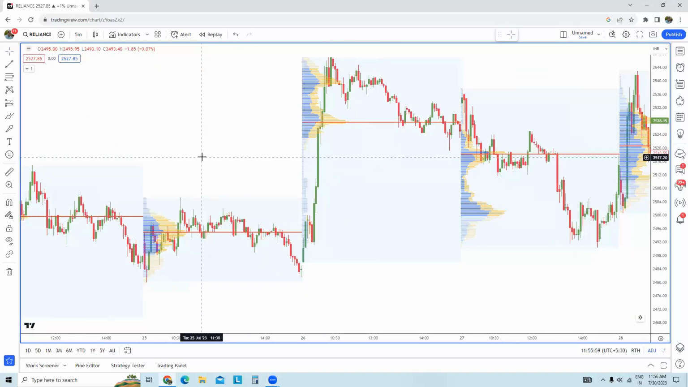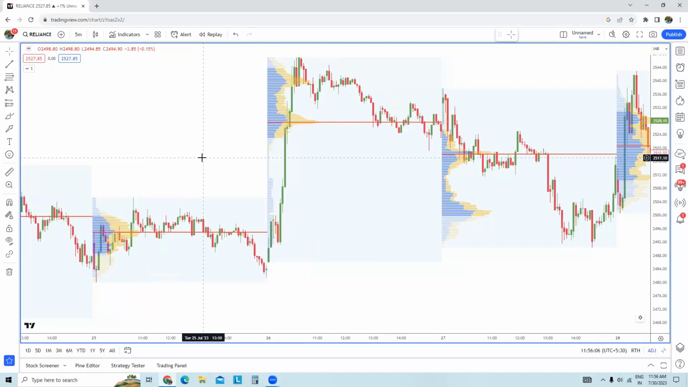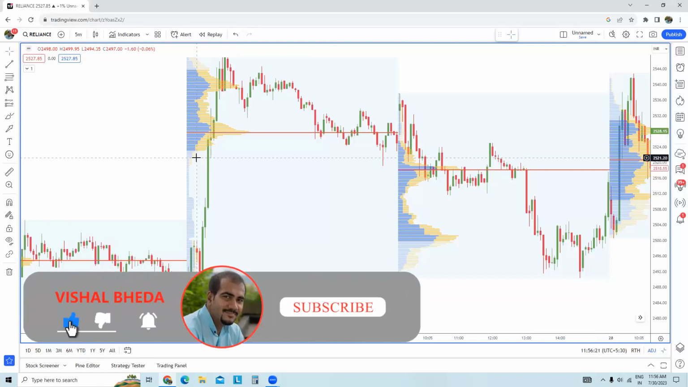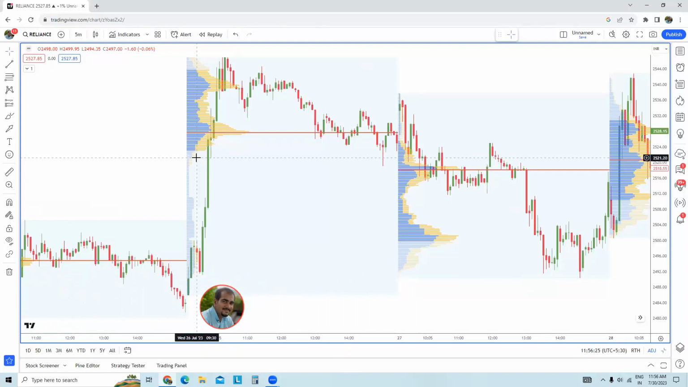But we need to understand that only looking at volume profile is not going to help you take important decisions in day trading. You need to have more tools, like momentum indicators. You need to plot moving averages or any other indicator. Say, for example, you can use a Donchian channel to understand where is the trend, where is the momentum, where is the support, resistance, and then you can take your trades.